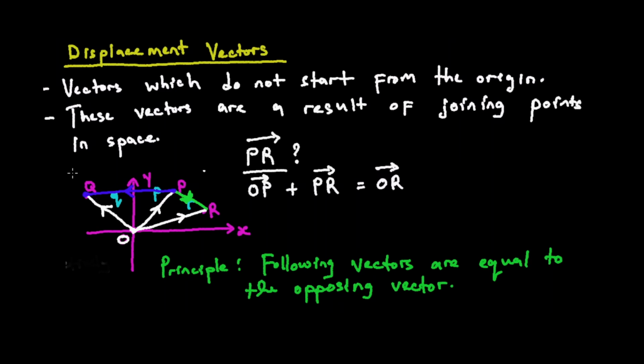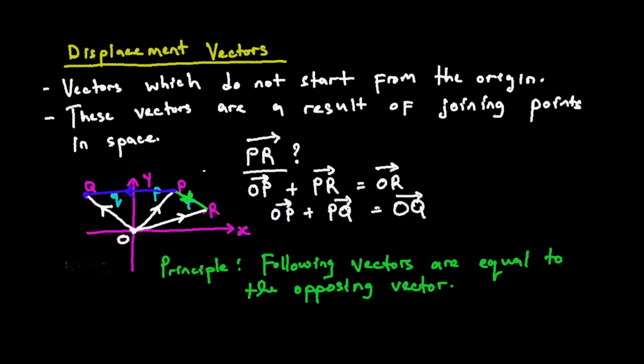How are we going to find PQ? We start by noting the following vectors. We see that OP is following PQ, which is equal to OQ, which is opposing that general direction. So if we want to find PQ, we are basically going to make PQ the subject of the formula, so PQ will be equal to OQ minus OP. You see how easy it is.